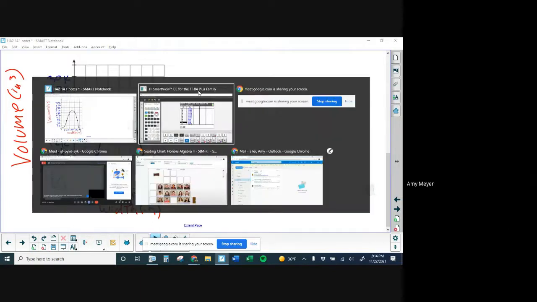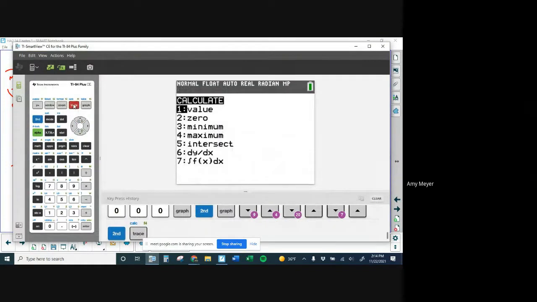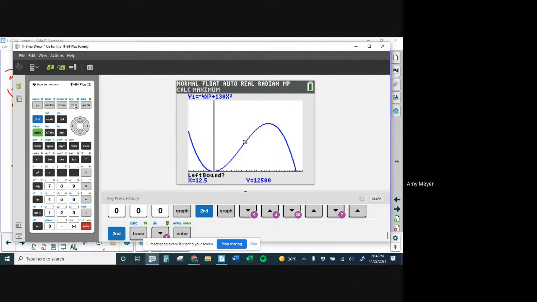So in your graphing calculator, second, calculate at the top. Of course, we're going to do maximum. Really, anywhere to the left of that highest maximum point is fine. Hit enter. Arrow over to the right side. Hit enter. Then don't hit anything when it says yes. Just enter again. And write that point down in your book.